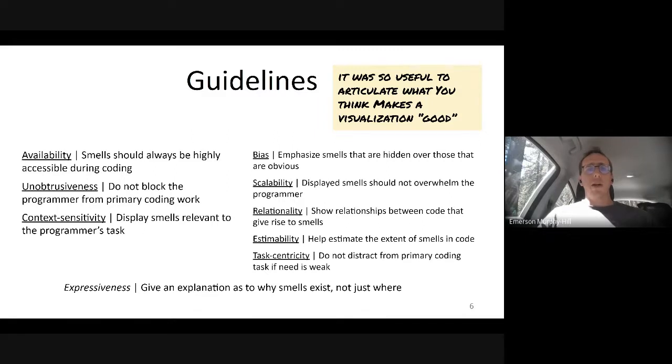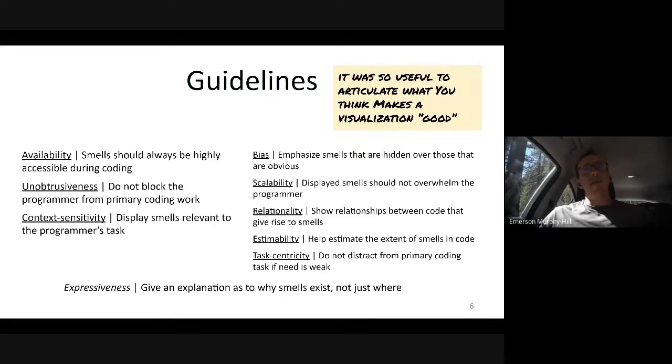So one of them, context sensitivity. Display smells that are relevant to the programmer's task. Sounds great, right? Sounds obvious in retrospect. Well, when you look at a lot of tools that were built for code smells before ours, a lot of them would have just very high level views of code, which can be useful.